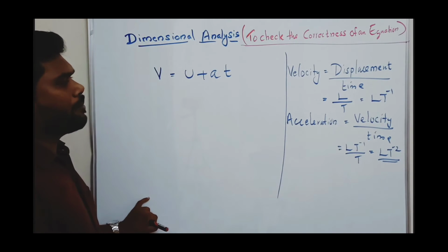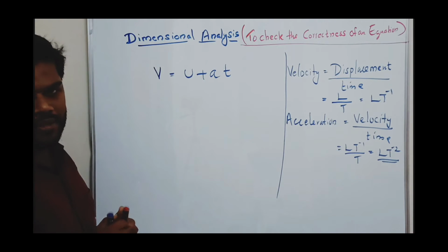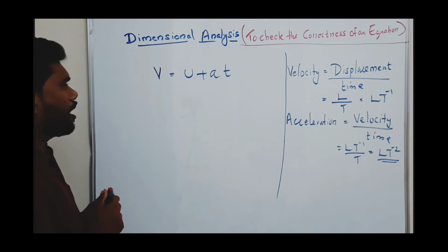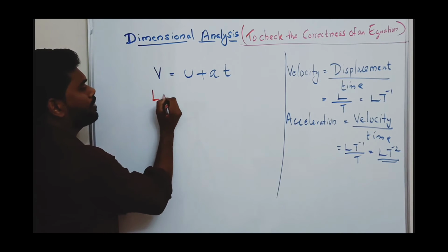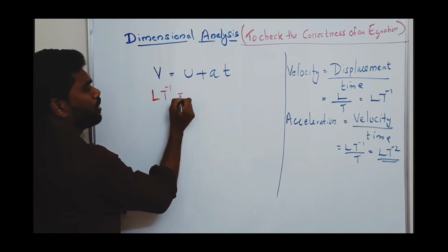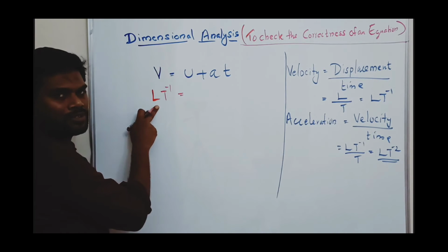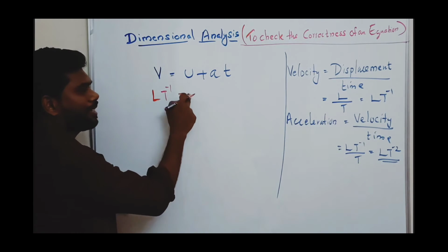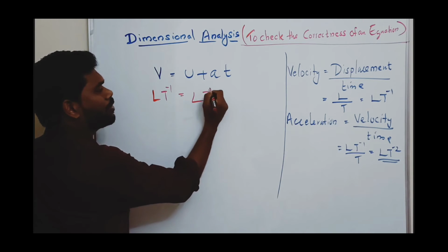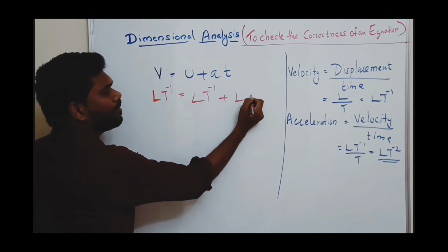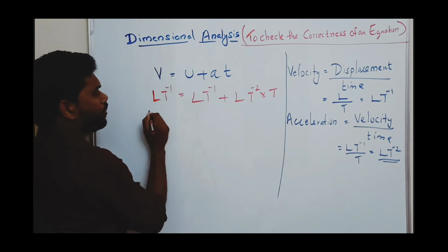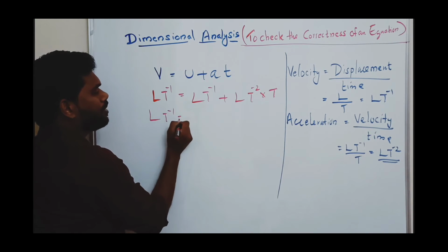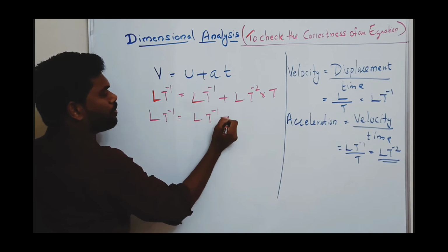So we know the dimension of velocity, we know the dimension of acceleration. Now we can substitute the values here. Final velocity is LT^-1, so the dimension for the first term is LT^-1. Second term should also be LT^-1. And the third one is LT^-2 into T. So the dimension of each term is LT^-1.